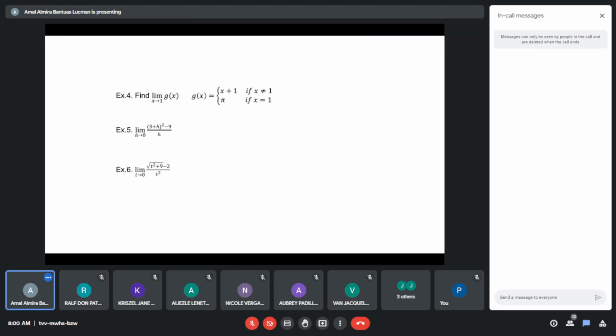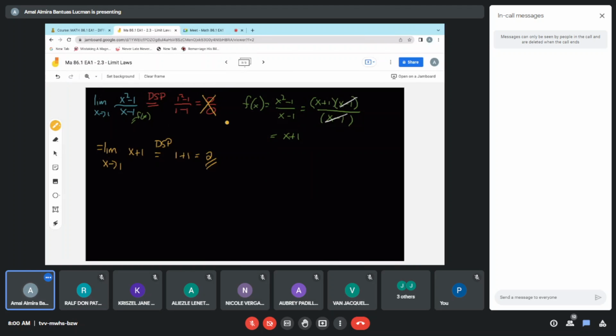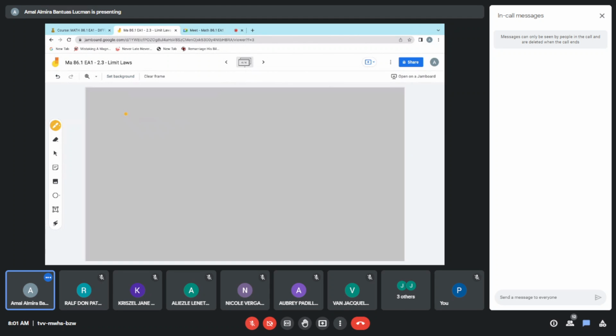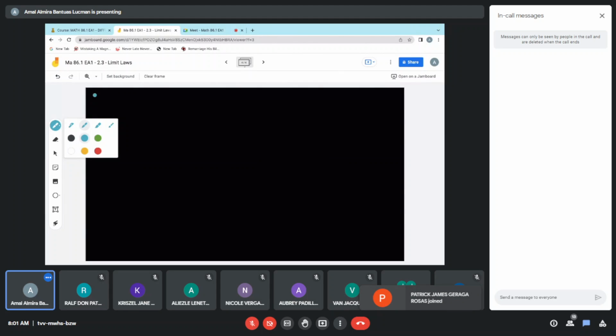So, the limit of g of x as x approaches 1, in which g of x is x plus 1. Okay. So, example 4.